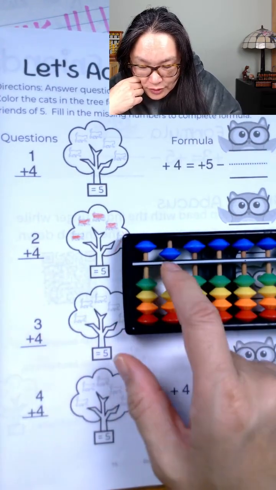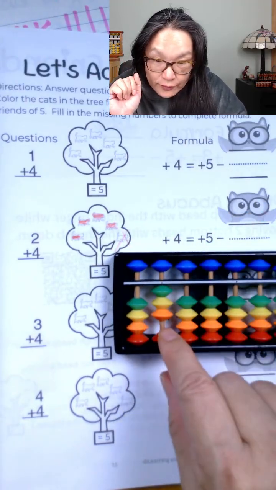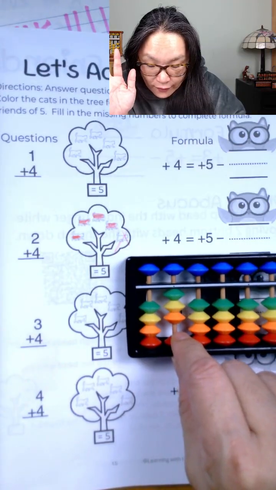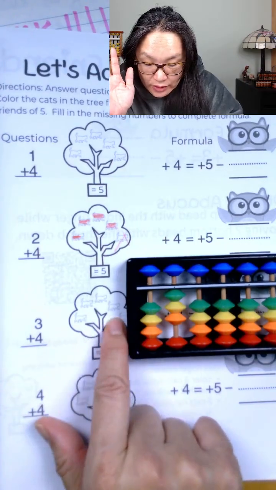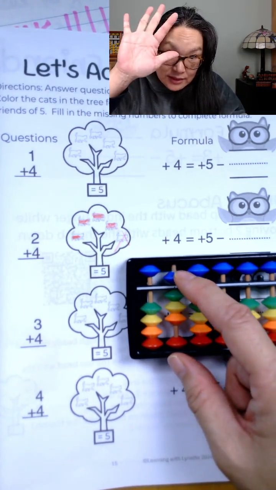So here, let's do 3, right? So again, we do 3, and then is there enough to add the 4? Because I'm over here adding the 4. No, there's not enough beads to add the 4. So I've got to go to the cats in the tree. That's what this is, cats in the tree.